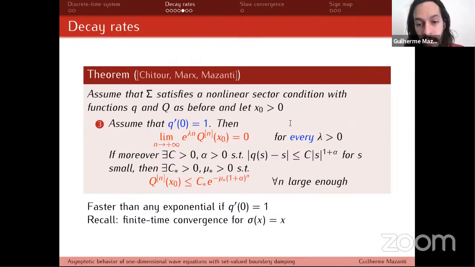And again, under some additional assumptions, you can quantify that, saying that it's an exponential of minus an exponential of n. So we get faster than any exponential in this case, which is the nonlinear version of the finite time convergence when Q here is the identity. So this is the kind of behavior that you get from Qn. And using the previous result, we can get the precise asymptotic behavior of the solutions of our wave equation.